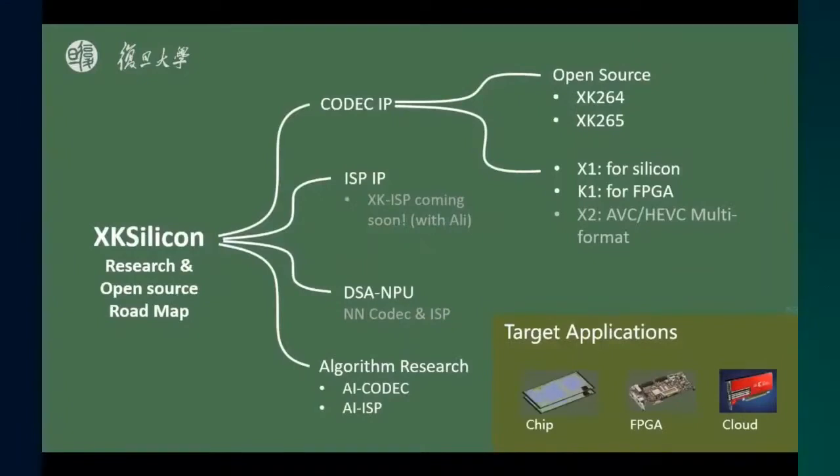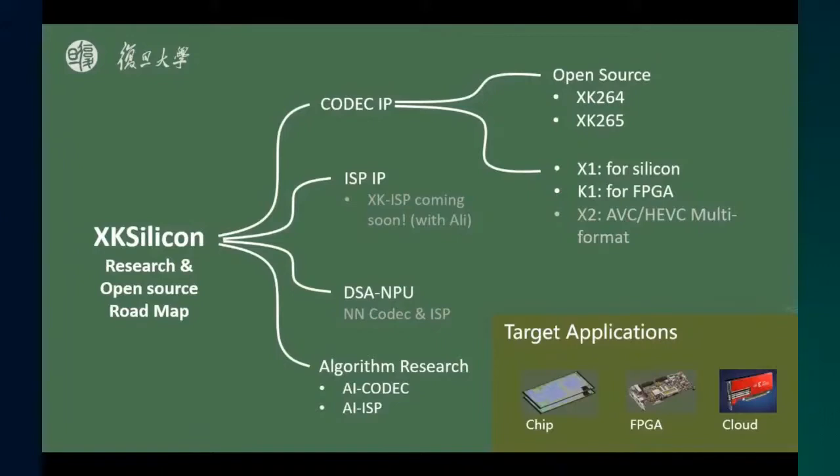And here we show our future plans, and also other work in our group, especially for XK silicons. The first part is Codec IP, and currently we do open source. We have two open source projects. First is X264, and another is the 265 IP core. And for the enterprise editions, we have X1 for silicon, and K1 for FPGA.